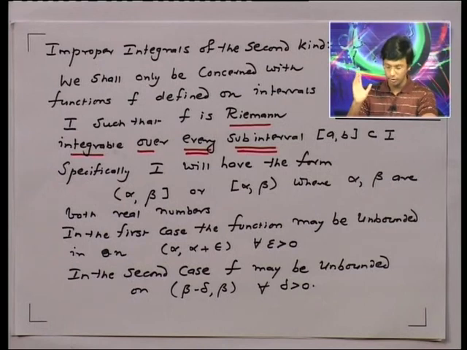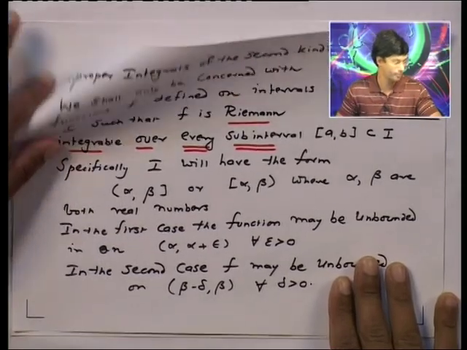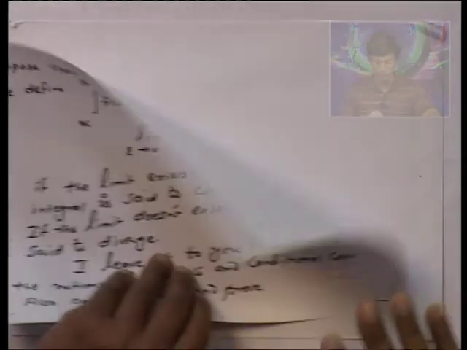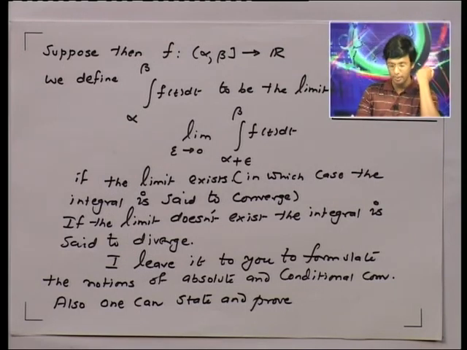So in the first case, the function may be unbounded on (alpha, alpha plus epsilon) for every epsilon greater than 0. In the second case, it will become unbounded on (beta minus delta, beta) for every delta bigger than 0. So this is the setup. Then we have such a function. Let us just focus our attention on open alpha, closed beta. The other case is parallel. Now we want to define the integral from alpha to beta of f(t) dt.